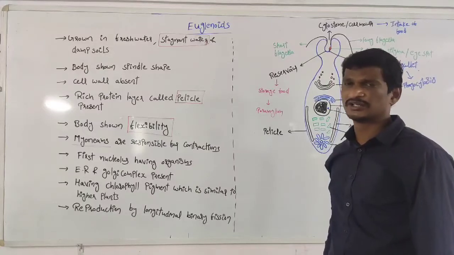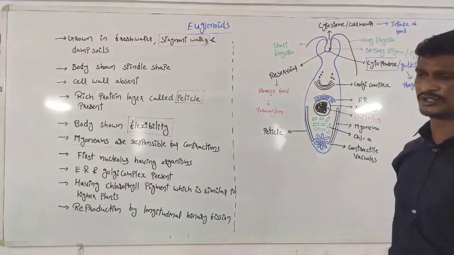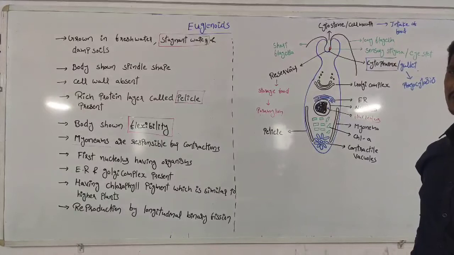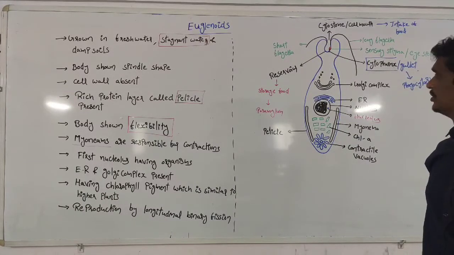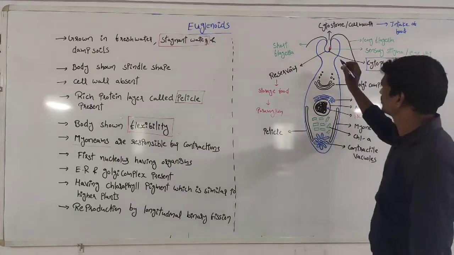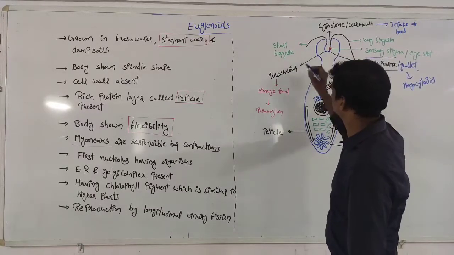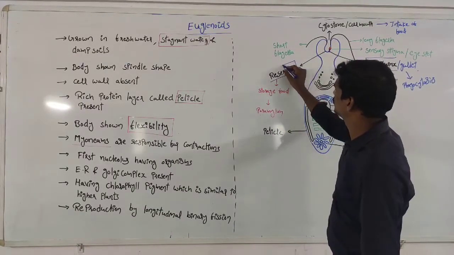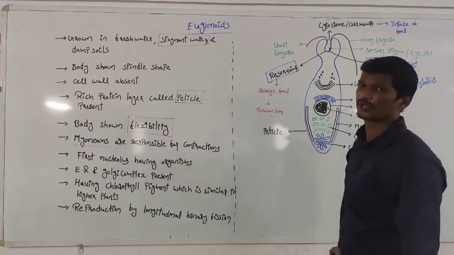That one is called the phagocytosis process. The food is breaking down into very small pieces, right? So this is the phagocytosis process. Again, whatever excess amount of food is there is stored within the reservoir.